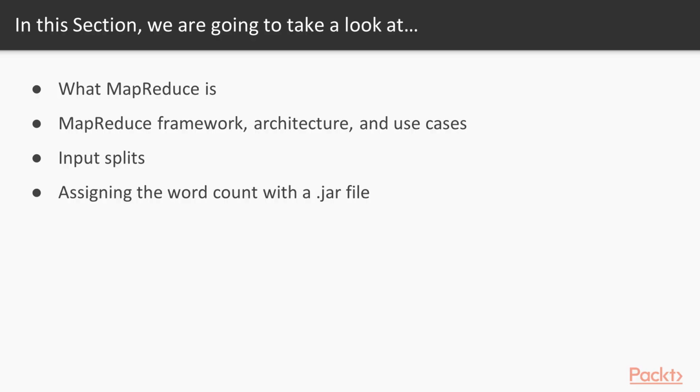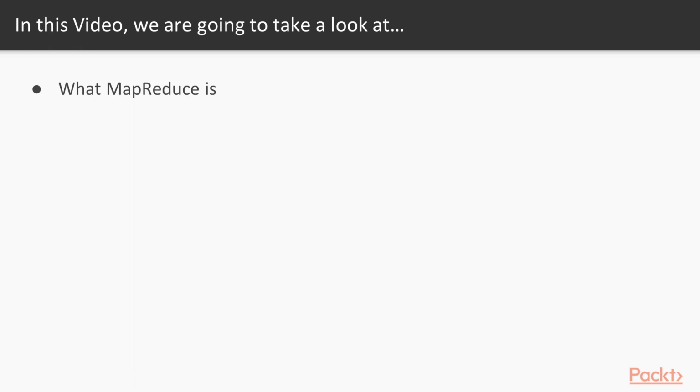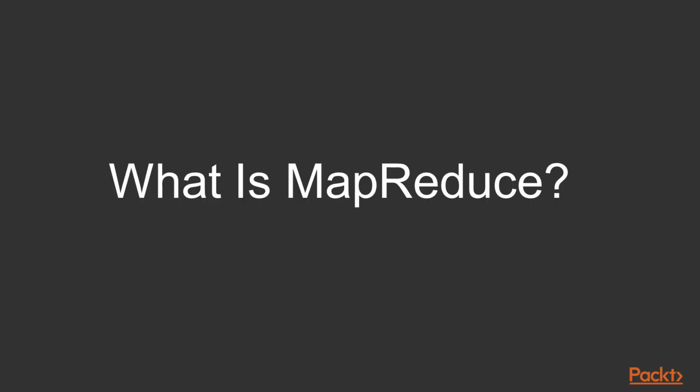So in this section we're going to take a look at what is MapReduce, what is the MapReduce framework, architecture and use cases. We'll talk about the input splits, and then we'll see the practical: how to assign a particular job to the Hadoop system and how to give data to the system. So first things first, we'll talk about MapReduce. Now to understand MapReduce, we need to understand how this whole MapReduce framework exactly works.